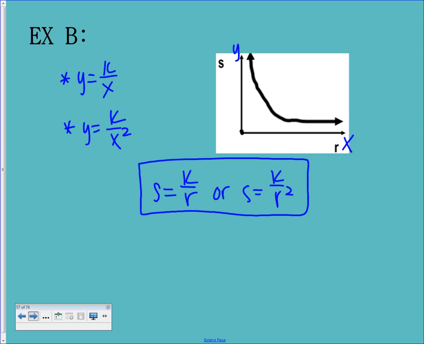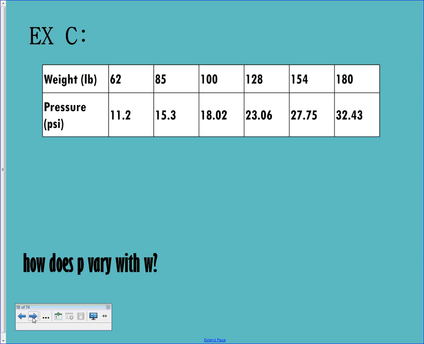Either one of those is fine. So let's try example C. Mark was trying to determine how the pressure exerted on the floor by the heel of a shoe depends on the width of the heel and the weight of the person wearing the shoe.